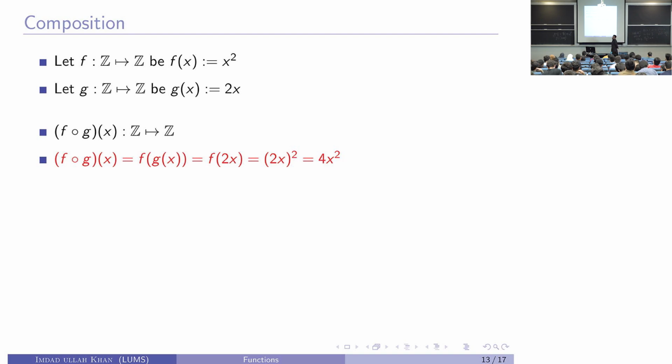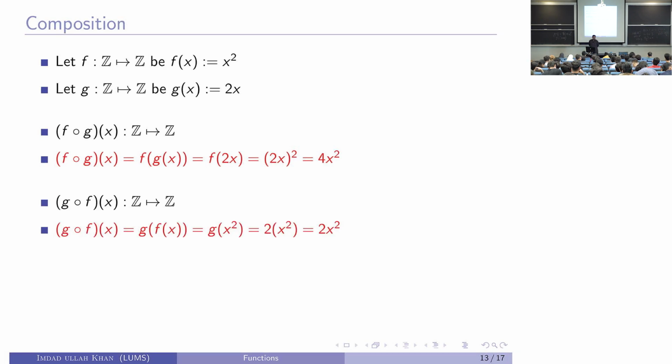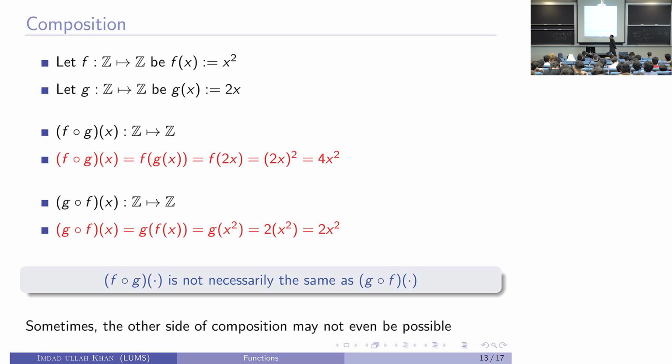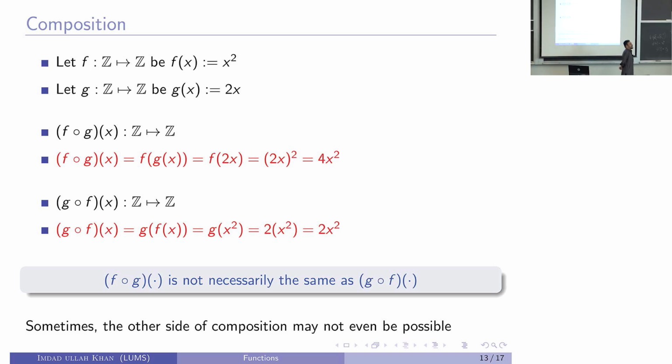Okay. What will be g composed with f of x? How will it operate? It will first apply f, then it will apply g, to the output of f. So, if I give it a number x, what will it do? It will first square it, and then it will double it by application of g. So, the output of g composed with f of x will be 2x squared. Are they the same? They are not the same. What can we conclude? F composed with g is not necessarily the same as g composed with f.